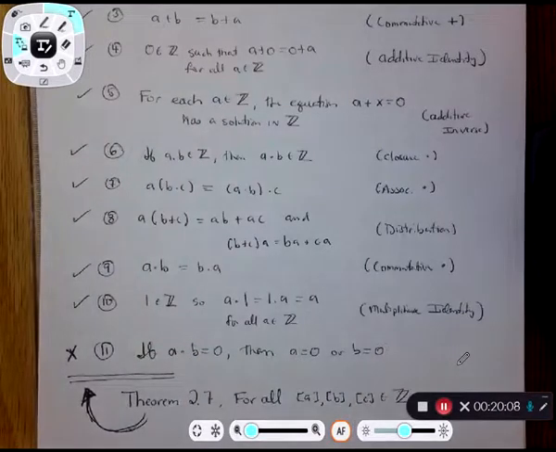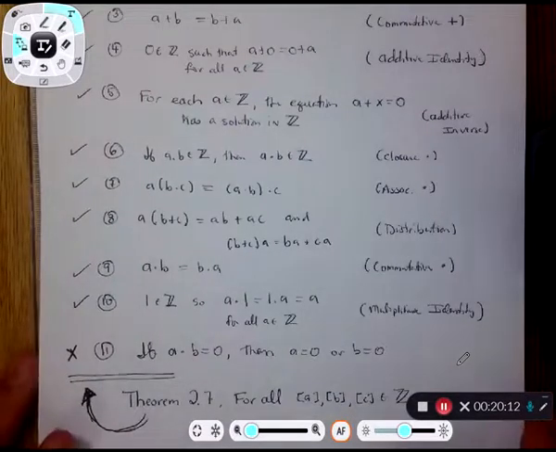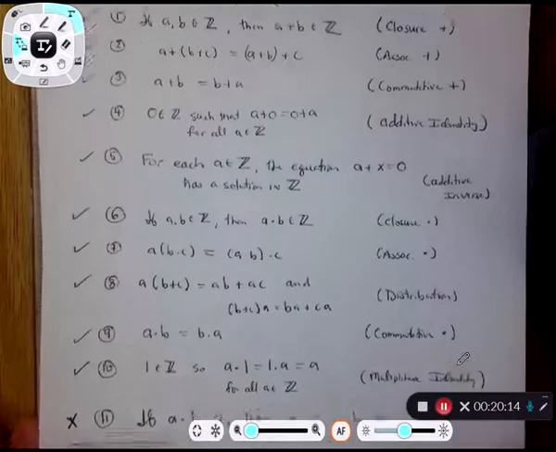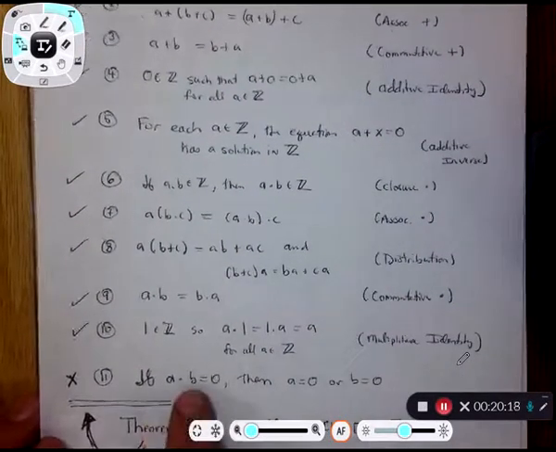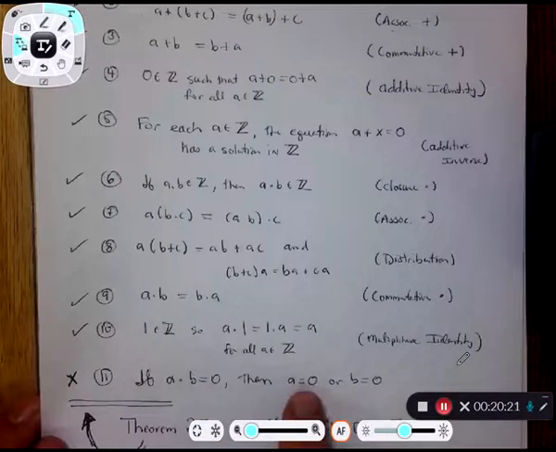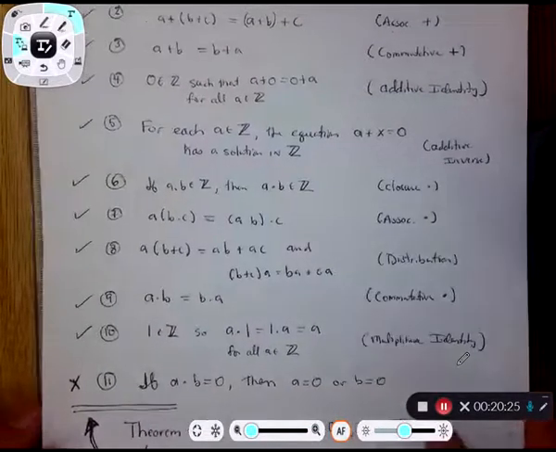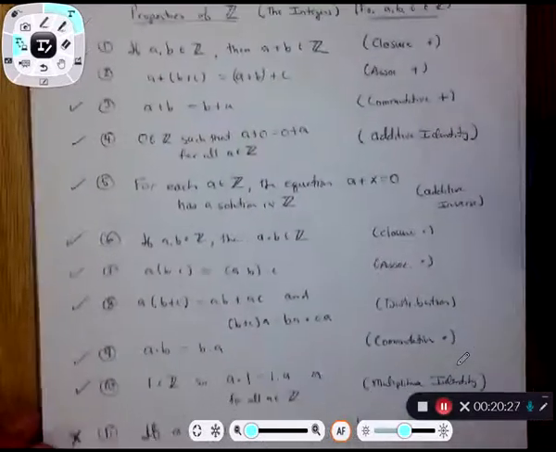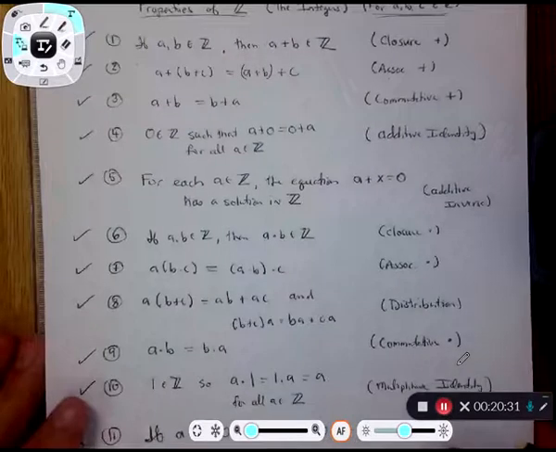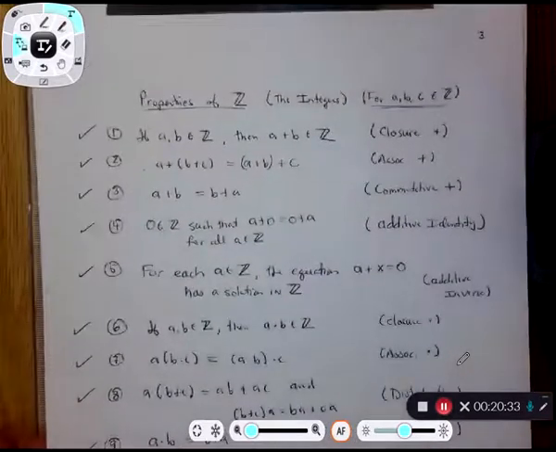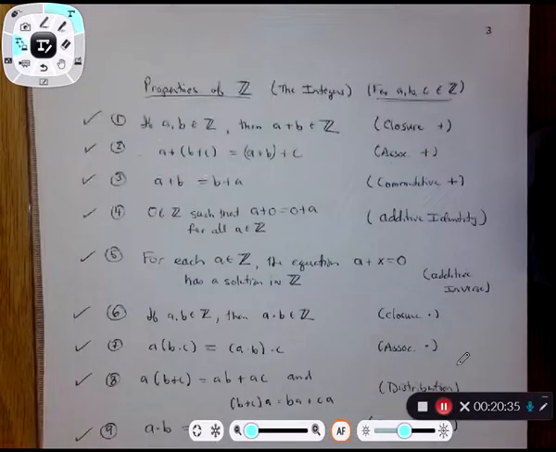So Z mod n has pretty much the same structure as the integers, except for property number 11. The idea that any time I have a product equals 0, then the first guy has to be equal to 0 or the second guy has to be equal to 0? Not necessarily. Okay? So this is the end of section 2.2. And again, we're talking about the algebraic structure and how to manipulate them. Basically, we're going to be looking at equations in Z mod n and how to solve these guys.